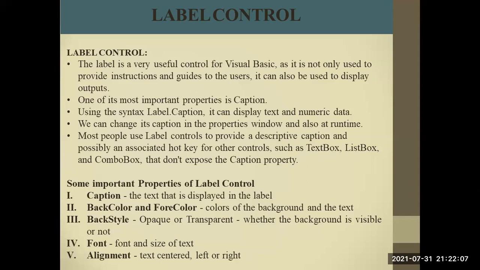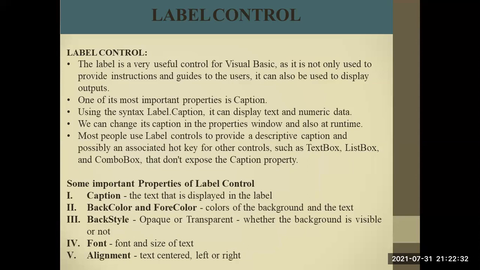You can see there are some of the important properties of the label control listed here. You can go through this. The first property is caption. As we already discussed, this is why the label control is very important. The very first one is captioning, where we can give the caption to other controls.